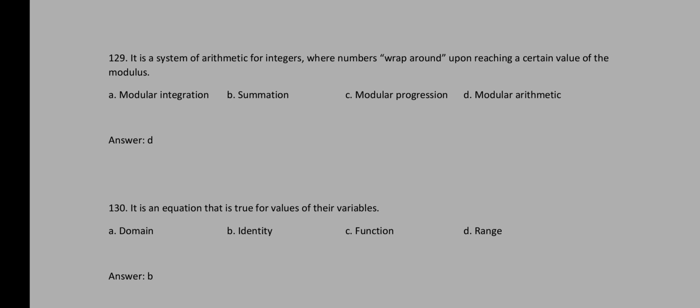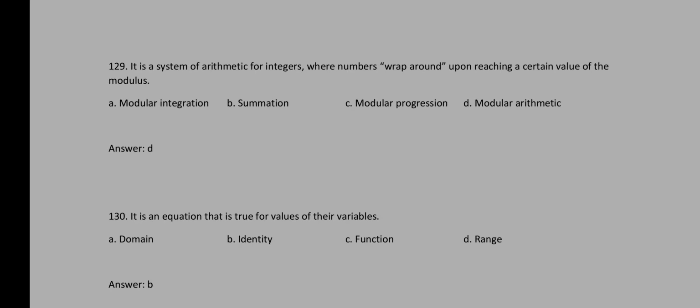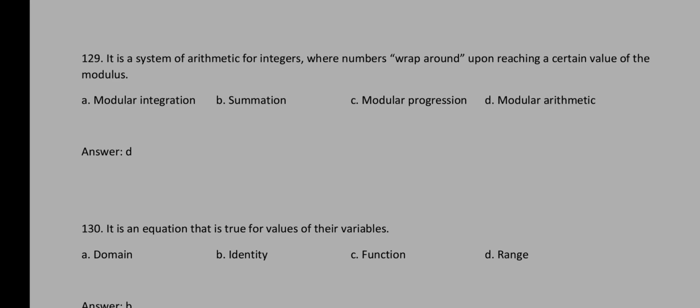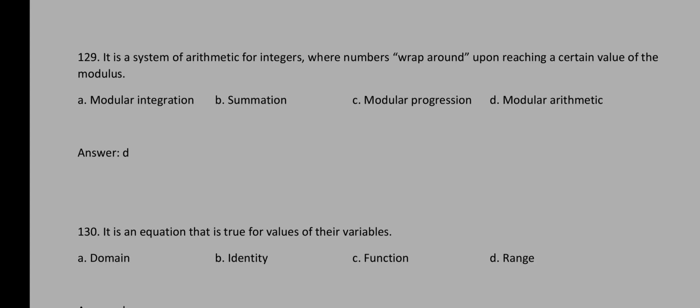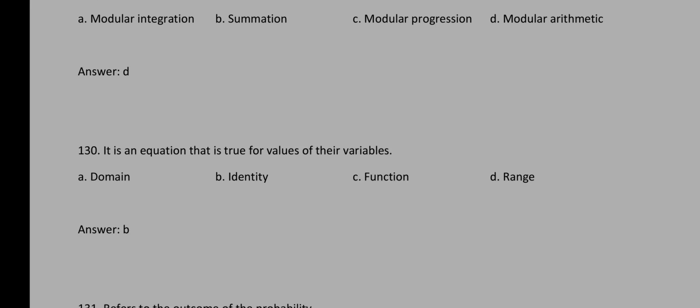Next, elements. It is a system of arithmetic for integers where numbers wrap around upon reaching a certain value of the modulus. Kung nakita mo yung tanong na yan sa elements ng General Engineering, Math and Science, letter D yan, modular arithmetic. Last number for this video. It is an equation that is true for all values of its variables. Sagot daw dyan ay identity, letter B.